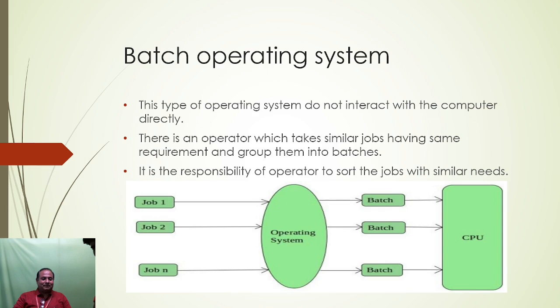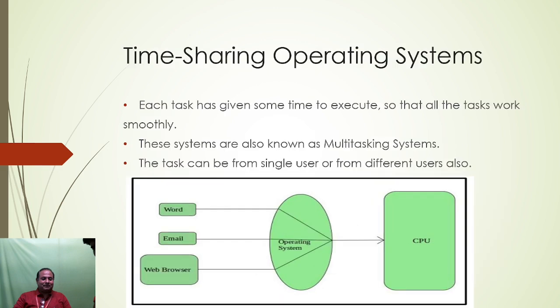Here the responsibility of the operator is to sort all the jobs which have similar needs or similar requirements. After that it performs the execution. Using this batch operating system we can run different jobs, 1 job, 2 jobs, or 5 jobs. We can run all jobs at the same time. So this batch operating system will be a good one. And next one is the time sharing operating system.